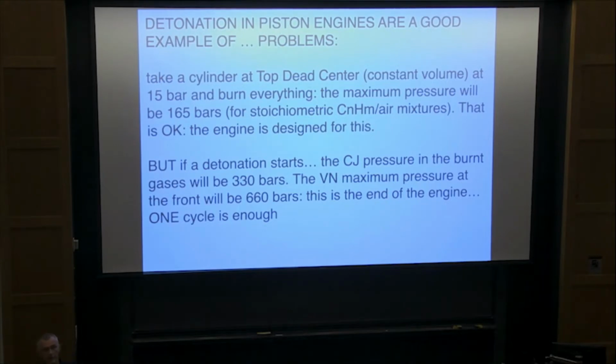But if it detonates, that's called knocking. In the old days, you know, in cars, you could hear it. There are two knockings. There's a weak knocking where you can survive, and there's a bad one, which is the one I'm talking about here, where you don't survive. Here, if you have a detonation locally in the engine, then the pressure at CJ will be 330, but locally the fundamental pressure will be 660. That's over, game over, okay? There will be one cycle only, and then the engine is gone.